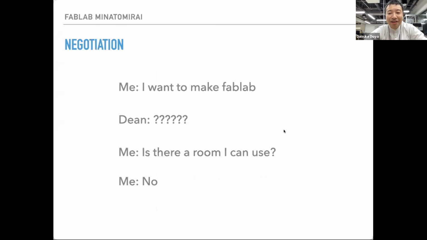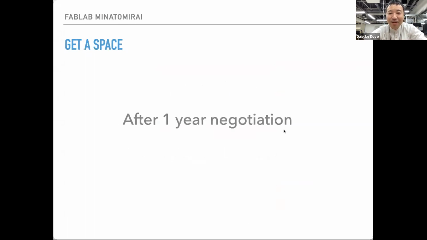So I immediately tried to establish a FabLab and started to negotiate with my dean. I said I want to make a FabLab, but our dean only laughed. And I said, is there a room I can use? He only said no. So I couldn't make a FabLab easily. But I continued to negotiate. After 1 year of negotiation, we finally got the space for FabLab.